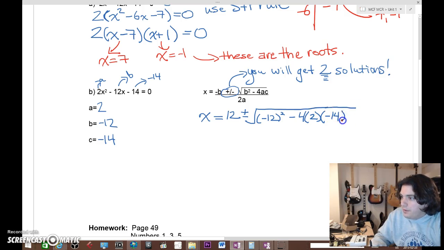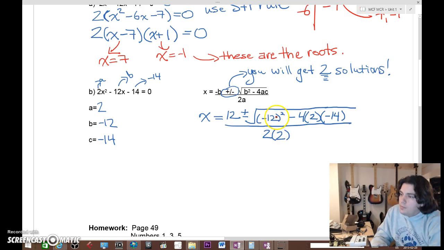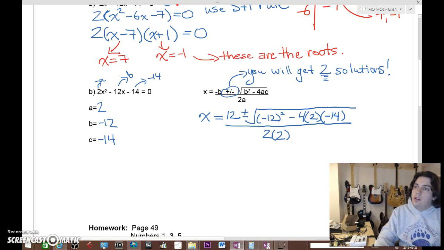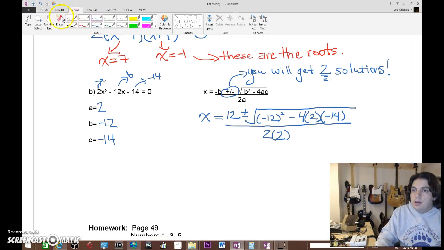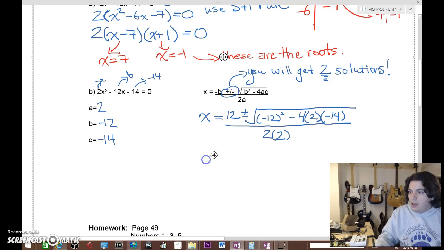I'm going to extend that line. And we divide all of this by 2a. And remember that a is 2. Now, it is always better to put this into your calculator, if you can, in one step. All right? And I like to do that right here.